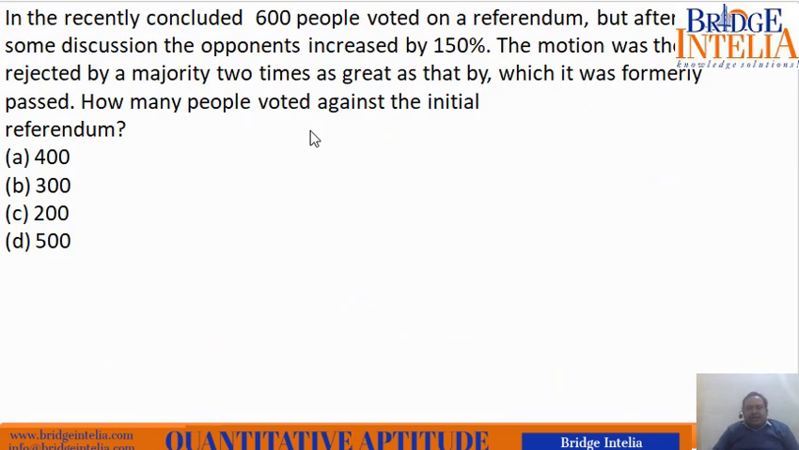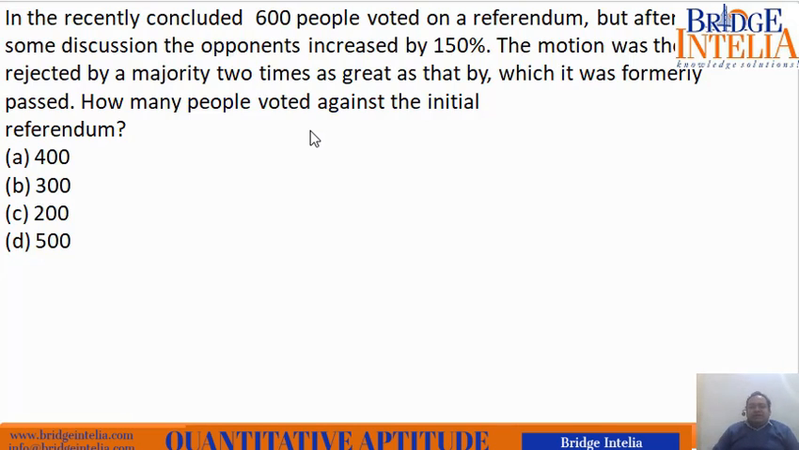Now let's have a look at this question. It's very similar to the previous one. In the recently concluded referendum, 600 people voted. A referendum is just like an election. In a referendum you have to basically choose either yes or no. It is conducted on a certain issue, and only two choices are given: either you support it or you oppose it.